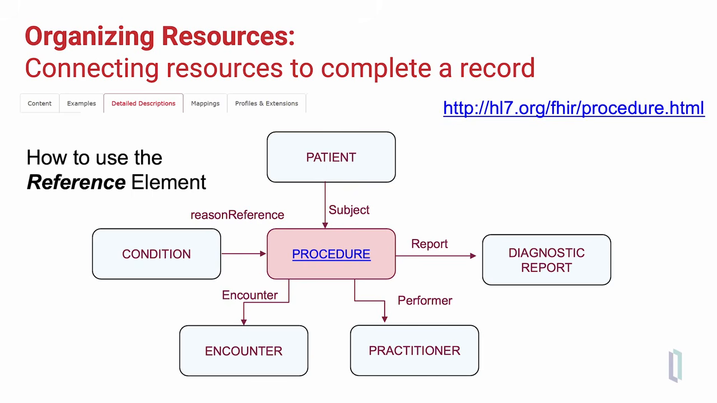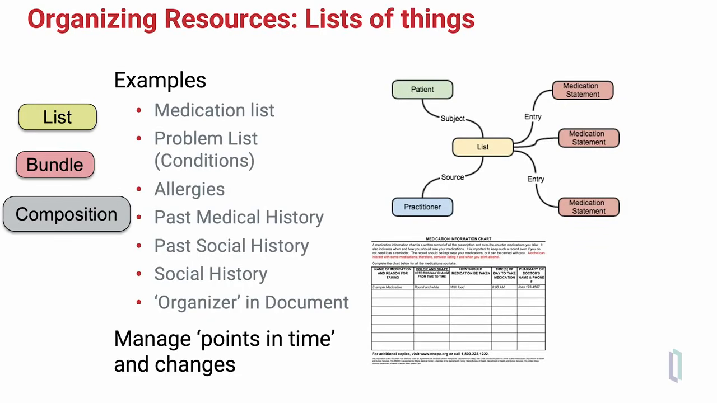resource by server references. So there are a number of FHIR resources that are used to represent or organize the FHIR data that's part of a use case. Examples are the list resource, which might be a medication list, problem list, allergy list, a past medical history, which we think of as a list of past conditions or procedures in a patient's history, a past social history or current social history that both represent different lists.